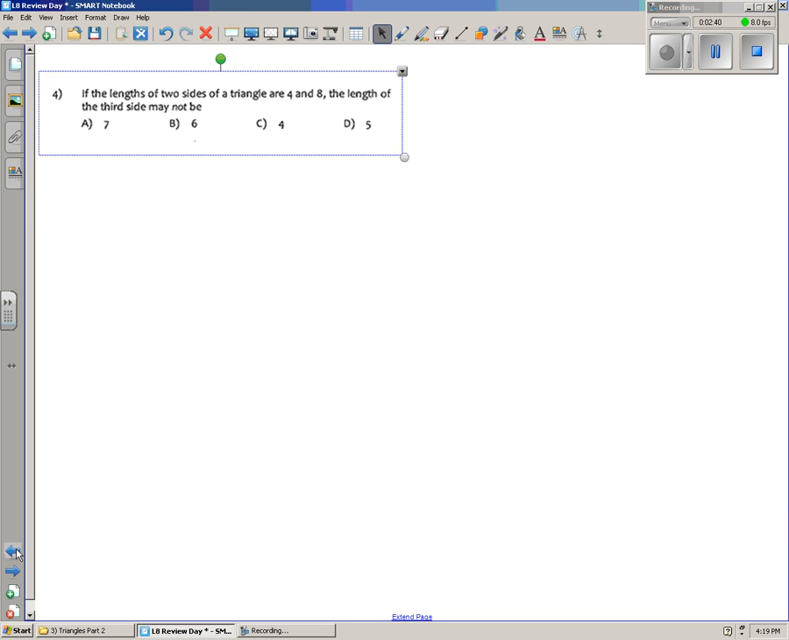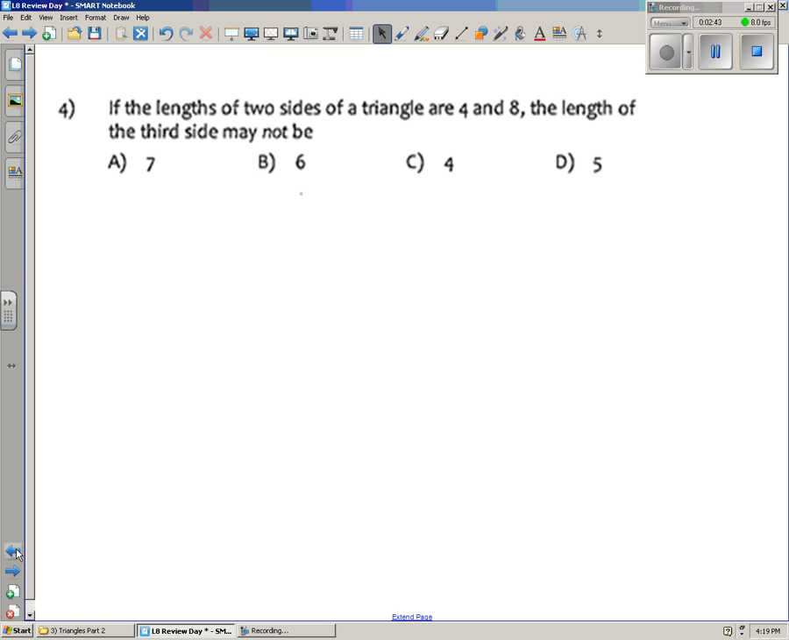Number 4. Just another way to ask the question, really. If the lengths of 2 sides of a triangle are 4 and 8, the 3rd side may not be. So if my sides are already 4 and 8, and I added a 7, listing in order would be 4, 7, 8. 4 plus 7, 11. That's bigger than 8. That works.